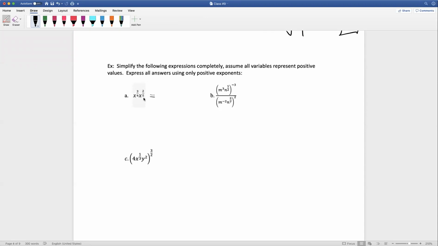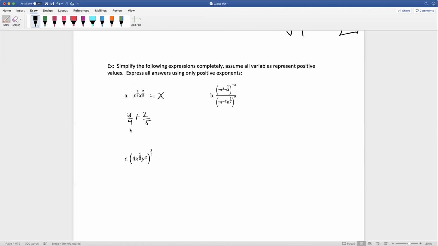This is x to the 3/4 times x to the 2/5. Well, you remember when the base is the same and we're multiplying, which we're doing here, then we add exponents. So we need to figure out what 3/4 plus 2/5 is. Because if we know what 3/4 plus 2/5 is, that's going to become our new exponent on our x because the base is the same and it stays the same.